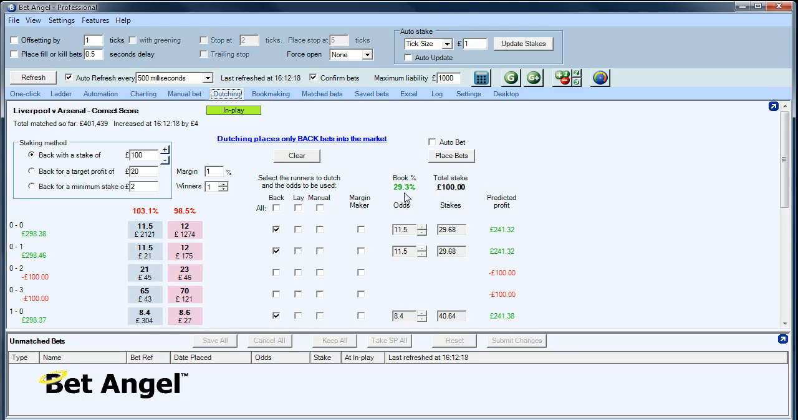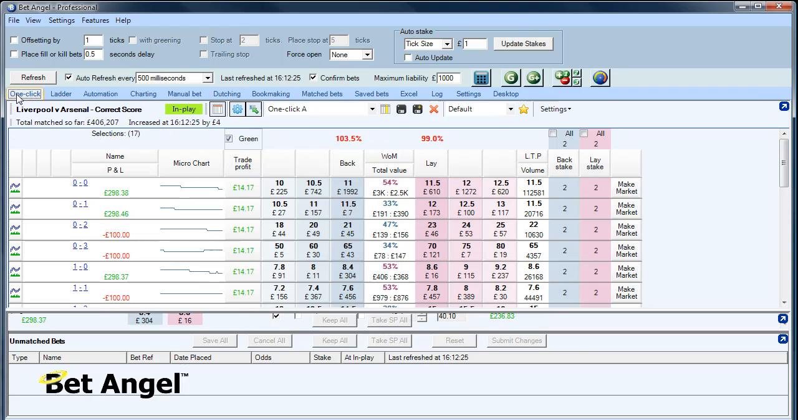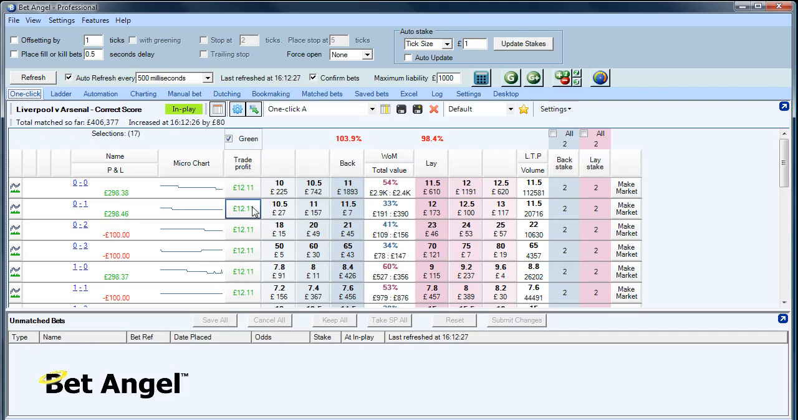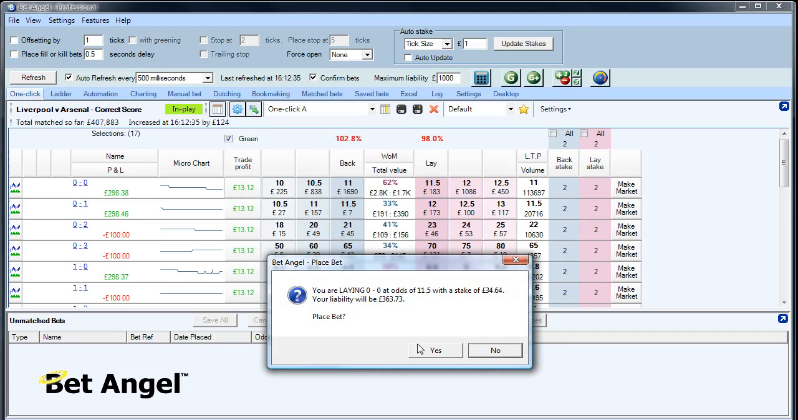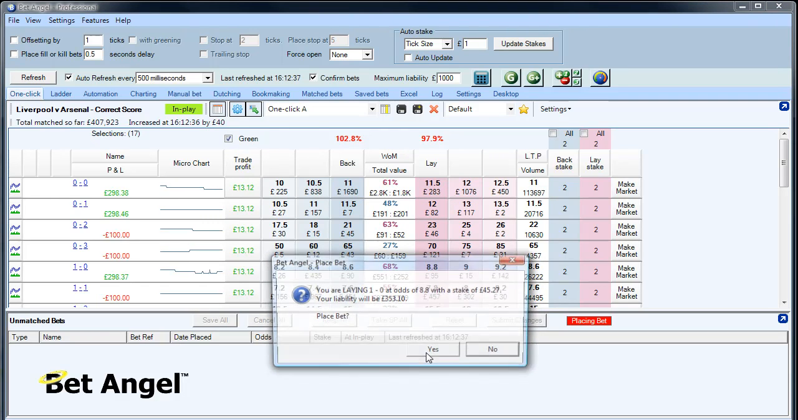So you see we're now up to 29%. We're about 12 minutes into the match. If I go to the one-click screen, you can see that we're all green, £14 or so, just subject to which one of these prices is going to move. I'm going to hit the green out button at this point.